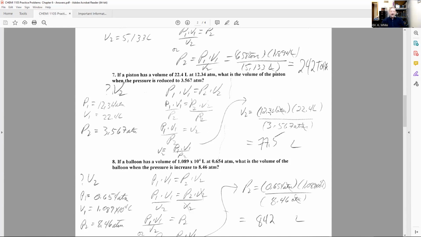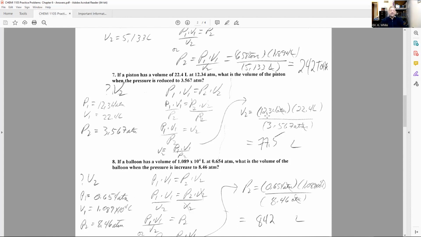And now I'll put in what is P1, V1, and P2. Now, before I pick up my calculator, I notice atmospheres divided by atmospheres cancel out. Anything divided by itself is number 1, meaning those units are gone. I'm left with L, liters. Yay, that's volume. And now I'll do my math.